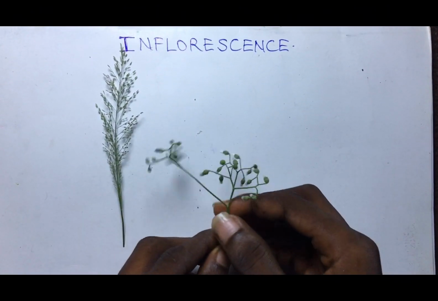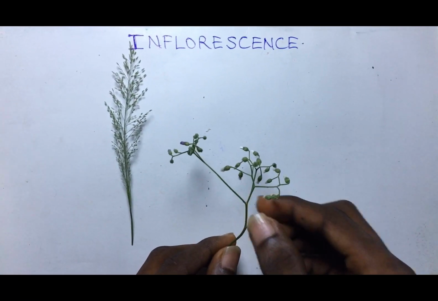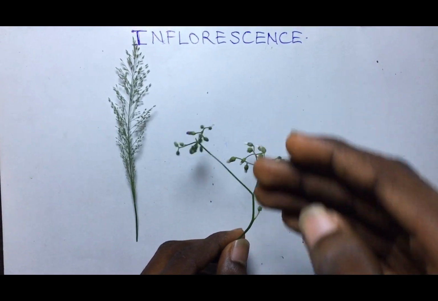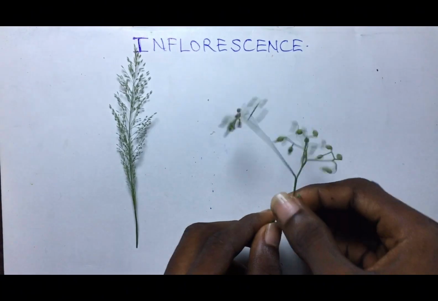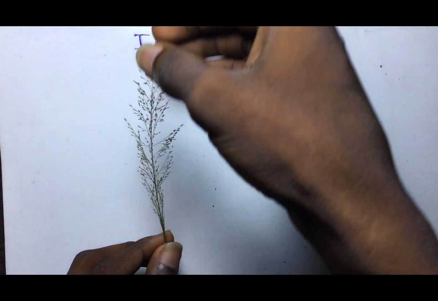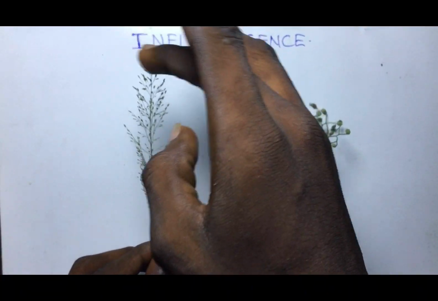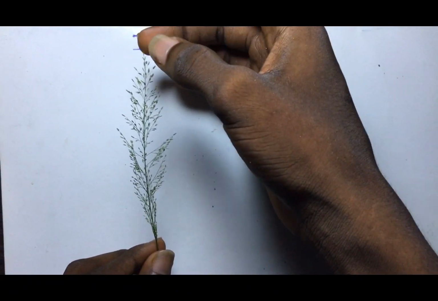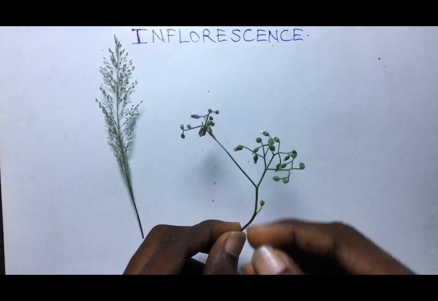So this is cymose inflorescence. In this type of inflorescence, the main axis ends in a flower, understand, and the lateral axis also ends in a flower. Don't forget, in racemose inflorescence, the main axis is what does not end in a flower. So there is no terminal flower, as you can see, because the growth is not restricted, it is continuous. But in this form, the growth is restricted.